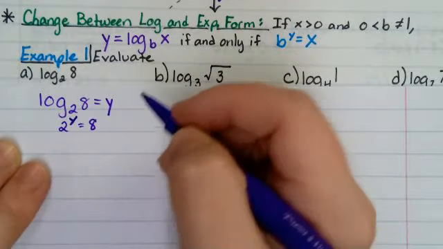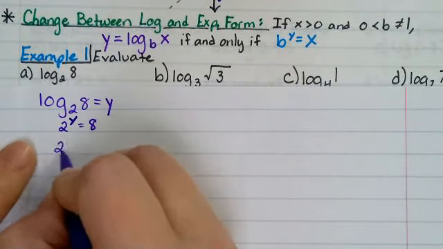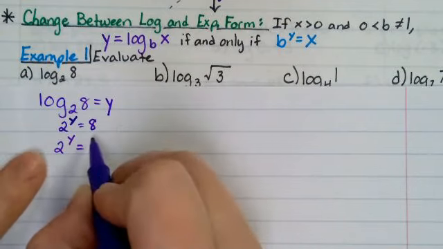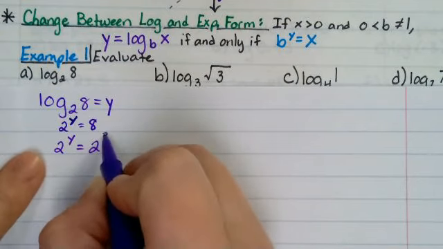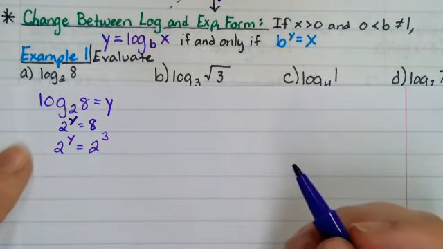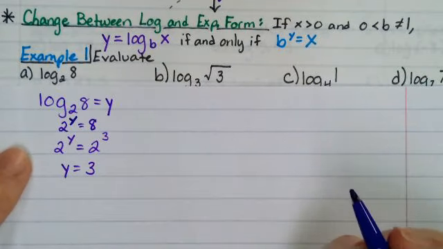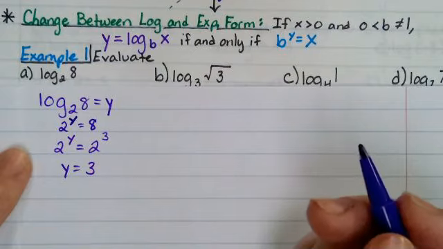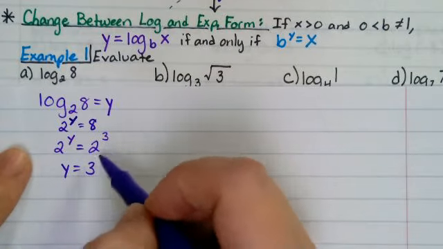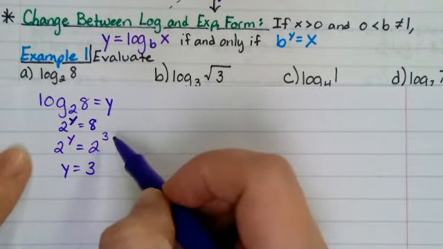How do we know 2 to what power is 8? Right? That's what we're trying to find. Well, let's think about it. 2 raised to the third power is 8. So that means the value I was looking for is 3. If 2 to the y equals 2 to the third, y is 3.